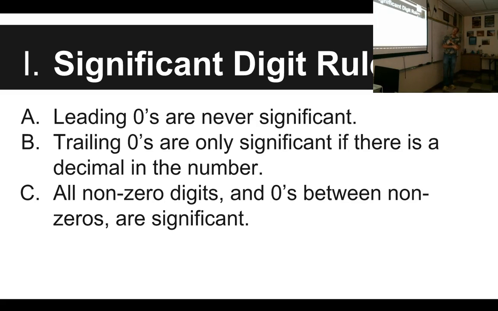Okay, all non-zero digits and zeros between non-zero digits are significant. So 1003 has 4 significant digits: the 1, both zeros in the middle, and the 3. Okay, so those are the rules. Your book makes a bigger deal out of it, and it takes more verbiage to describe it, but this is the essence of significant digits, and it's a lot easier if you just remember this one.